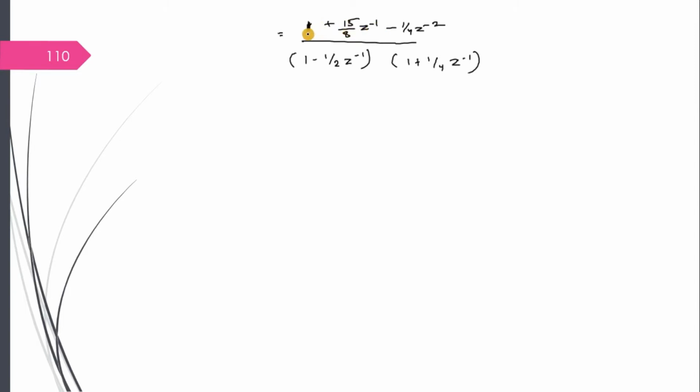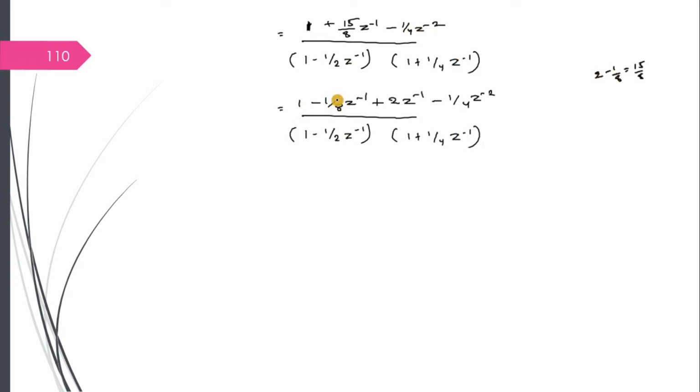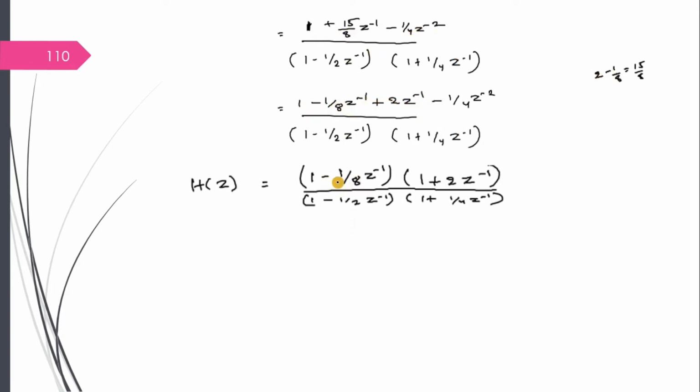This one is the constants that we have analyzed. 15 by 8 Z inverse minus 1 by 4 Z raised to minus 2. Okay, so I'll take its factors. 15 by 8 can be got as plus 2 minus 1 by 8. Plus 2 minus 1 by 8, and 2 into 1 by 8 will be 1 by 4. That is what I'm having. So I can write it in this fashion: 1 minus 1 by 8 Z inverse plus 2 Z inverse. It's a factor, so take common. I get 1 minus 1 by 8 Z inverse, 1 plus 2 Z inverse.